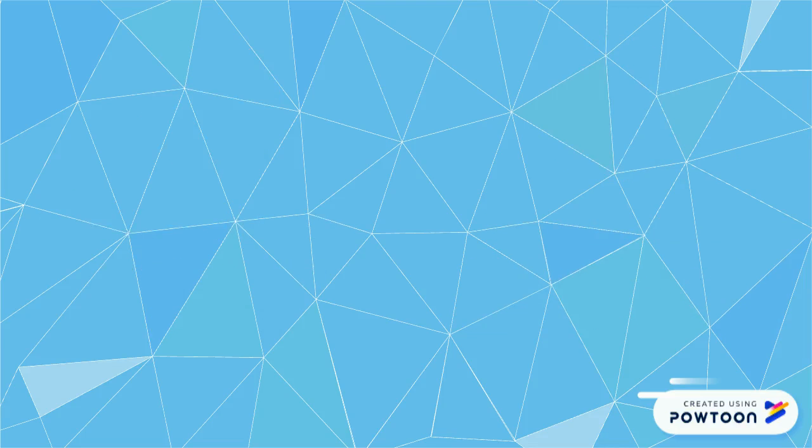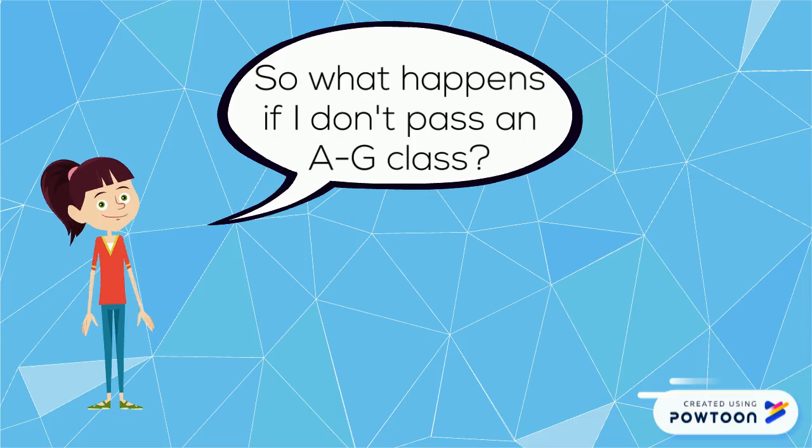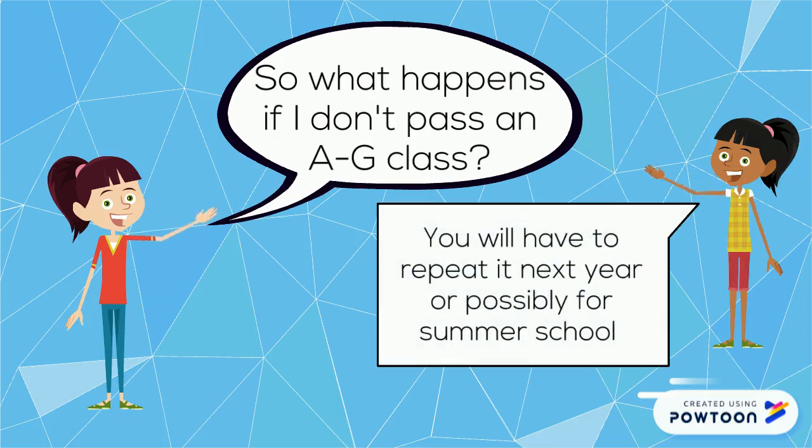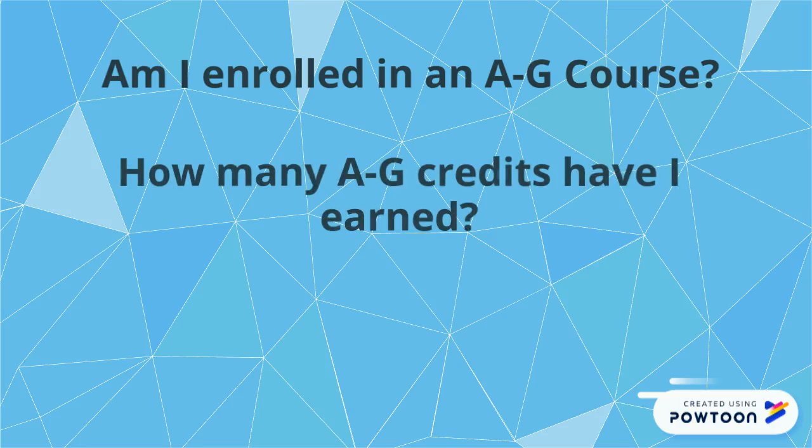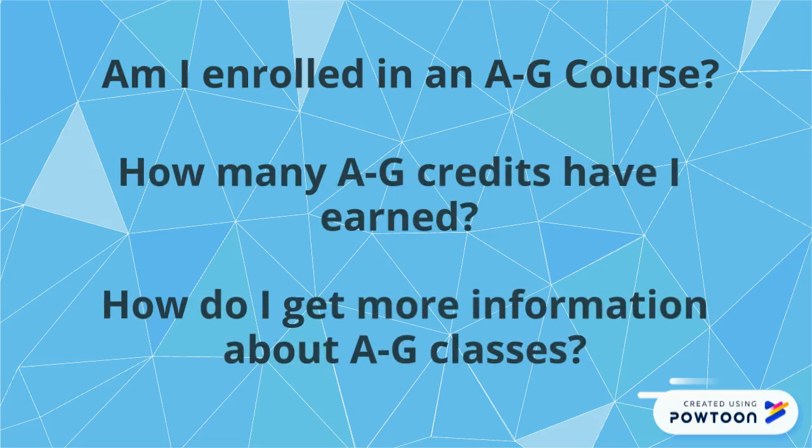So what happens if you don't pass an A through G class? You guessed it, you're going to have to repeat it next year or possibly even for summer school. So make sure you're getting that C or better. I want you to take a look at these 3 questions, and if you can't answer any of the 3, then make sure you follow up with your school counselor who will help you be able to answer these questions.